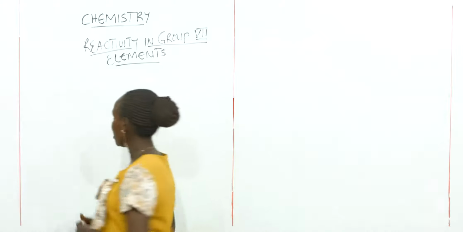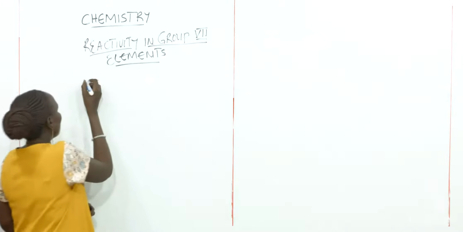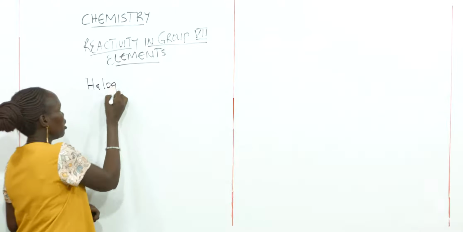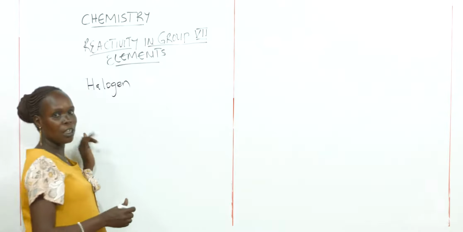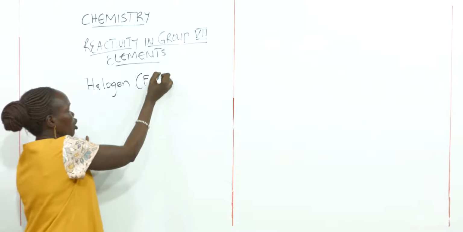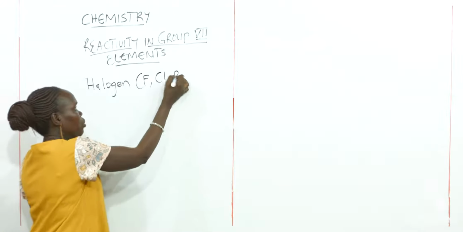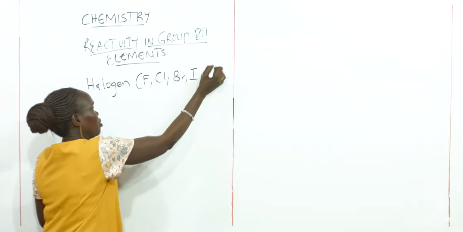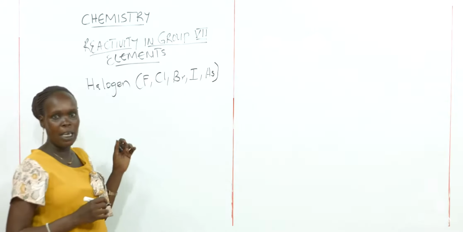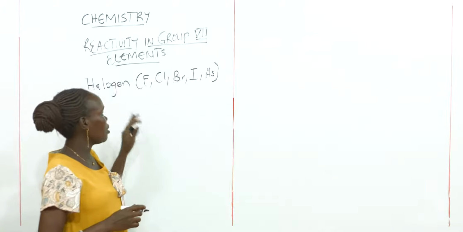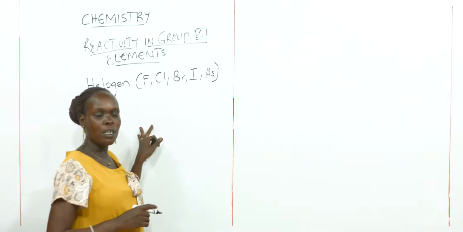So here we're going to say that group 7 elements are considered to be halogens. Halogens are salt formers, and these halogens are fluorine, chlorine, bromine, iodine, and astatine. You need to remember that the last one is a radioactive element, and a radioactive element is treated separately from the rest of the elements.